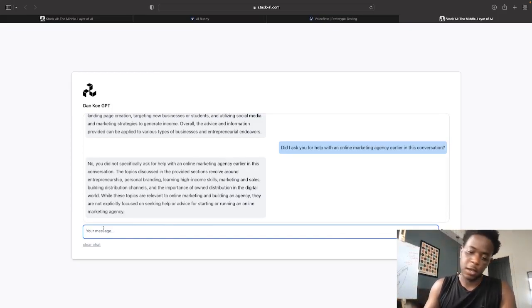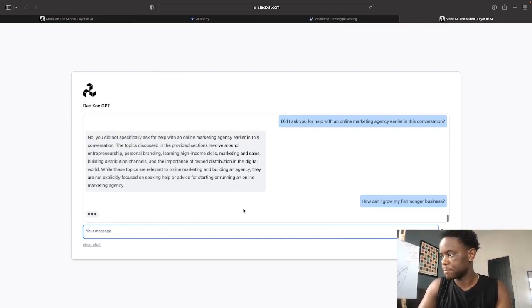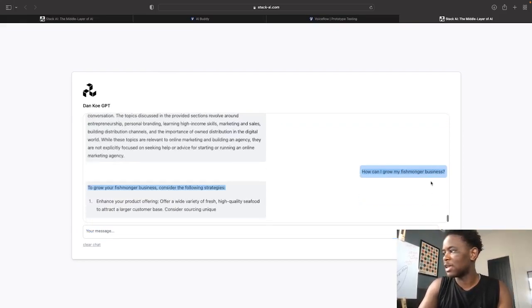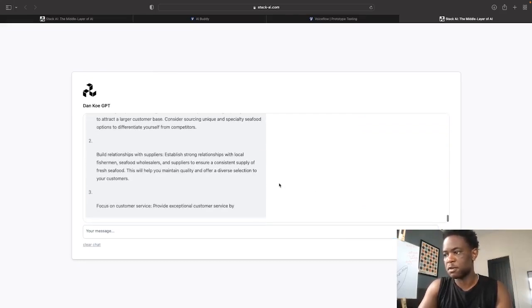Nice, well. Okay, so next thing we're gonna ask it is something that is outside of the direct or explicit knowledge base, which is going to be businesses such as, like I did before, we did real estate and gaming. So with this one, I'm going to say something like a fishmonger's, just a very random business type. So how can I grow my fishmonger business? And I know for a fact he has never talked about fishmonger businesses whatsoever.